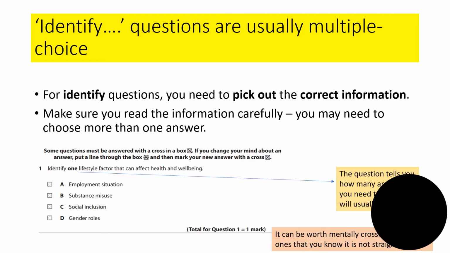In the example of this question, it says identify 1 lifestyle factor that can affect health and well-being. So I would suggest to students that they first of all read the question, understand it's about lifestyle factors, and mentally start crossing out the ones that you definitely know it is not. And then, if they've worked it down to perhaps 1 or 2, they can start to think about what the actual answer is.